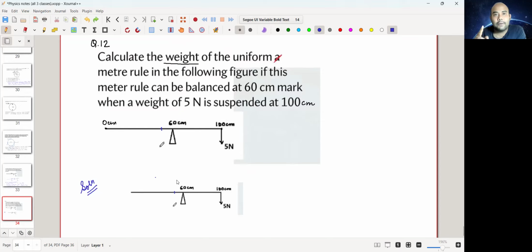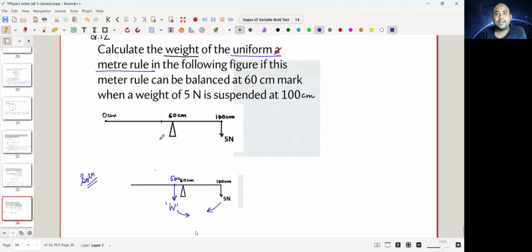And the weight is not shown, but we know where it is acting. A uniform meter rule has its center of gravity exactly at the midpoint. So if it is a total of 100 centimeter meter rule, exactly in the center where 50 centimeter lies, there should be the weight of the meter rule, which we have to find. We have to calculate it. This W Newton, this W force, which is the weight of this body, is actually producing the anti-clockwise moment, and of course this 5 Newton is producing the clockwise moment, and both of these moments are equal and the rule is balanced. The picture is very, very clear right now.